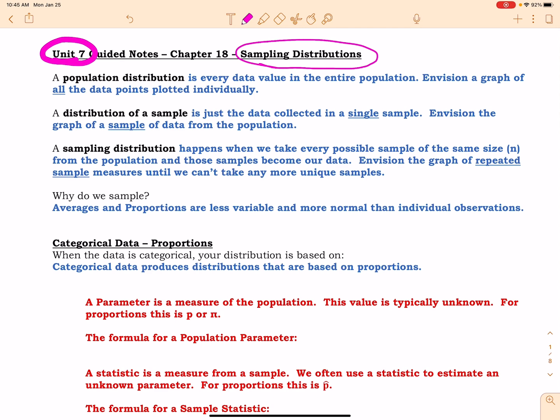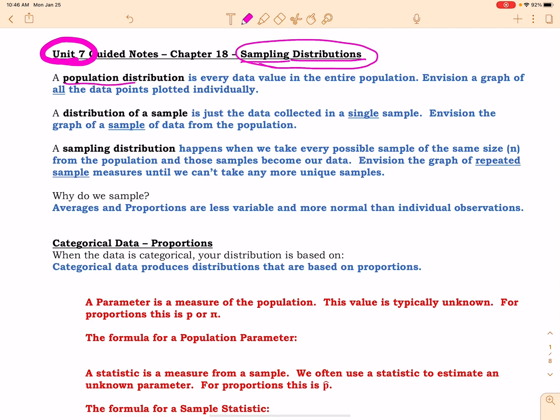All right, so we're going to start out first with just some basic definitions, and I'm going to explain to you in very general terms what I mean by sampling distributions. Well, as the name implies, distributions. That means we're going to create a graph of data. And sampling means we're going to sample from a population. So let's talk about this.